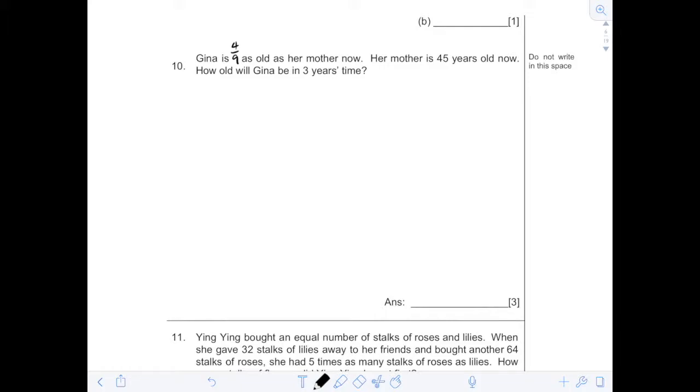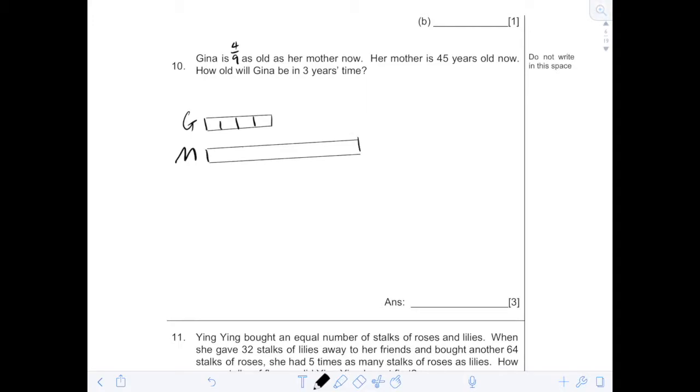Like all fraction models, very clear cut. First we have to draw a model. Firstly, we know that Gina is 4 units. She's 4/9 of her mother. So we draw 4 units. Then after that we draw Gina's mother, which is actually, the total will be 9 units.